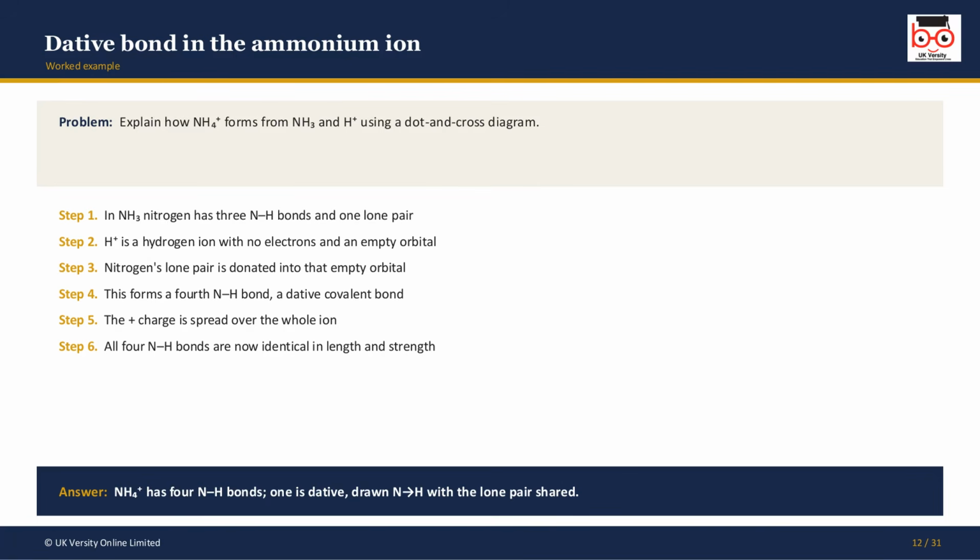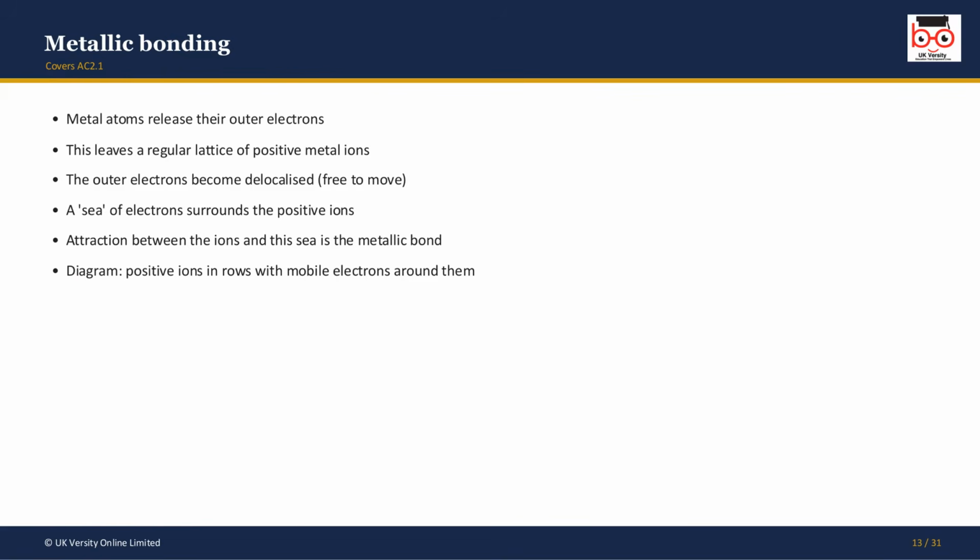In a metal, the atoms release their outer electrons, leaving behind a regular lattice of positive metal ions. Those freed electrons become delocalized, free to move throughout the structure, forming a kind of sea of electrons around the positive ions. The attraction between the ions and this electron sea is the metallic bond. Picture rows of positive ions with mobile electrons drifting between them.